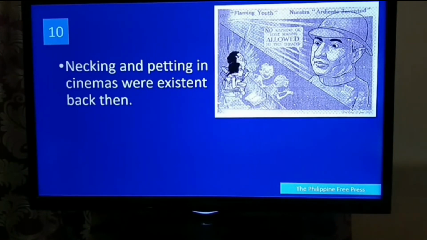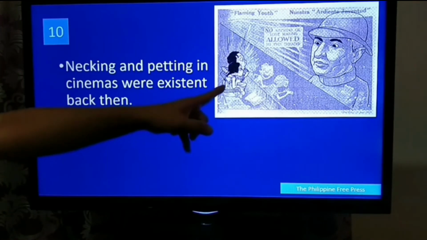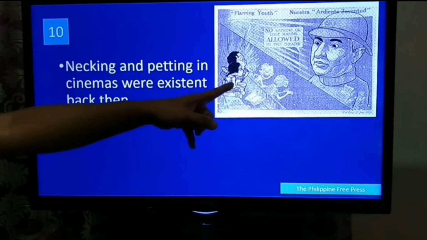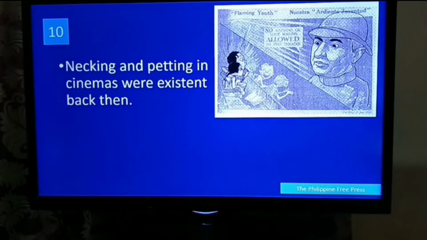These mischievous acts that young people do in the cinema because it's dark. So this could be your grandfather or grandmother or great grandmother actually. If they're still alive, you can ask them, Lola, do you go to the cinema with Lolo? What do you do there? So in the American colonial period, it's happening already.